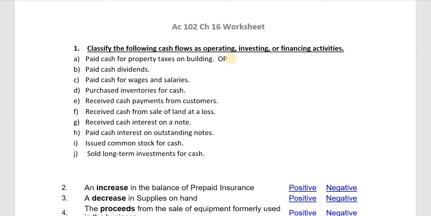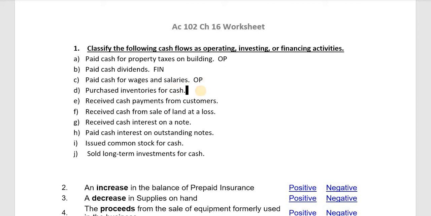B, paid cash dividends. Well, it's not on the income statement, is it? But it has to do with buying and selling, with issuing stock. Therefore, it is a financing activity since it has to do with stock. Letter C, paid cash for wages and salaries. You pay wages and salaries to operate your business, I believe. So that's going to be an operating activity.